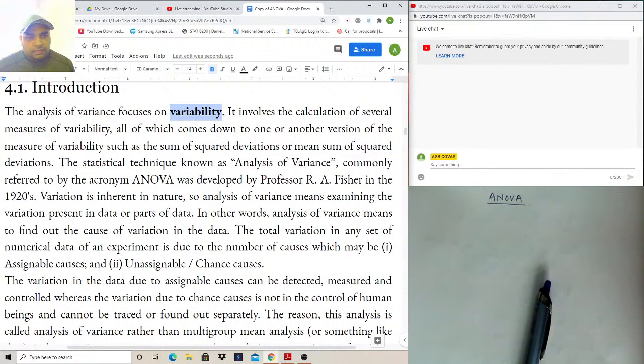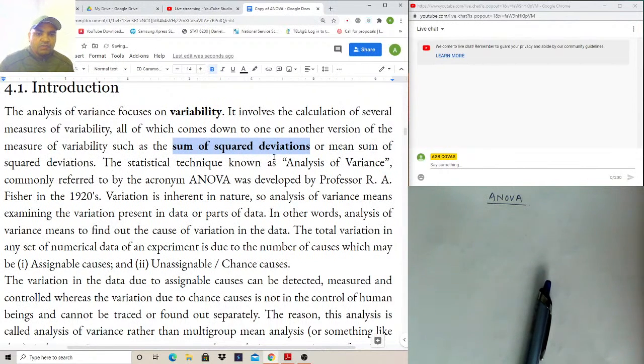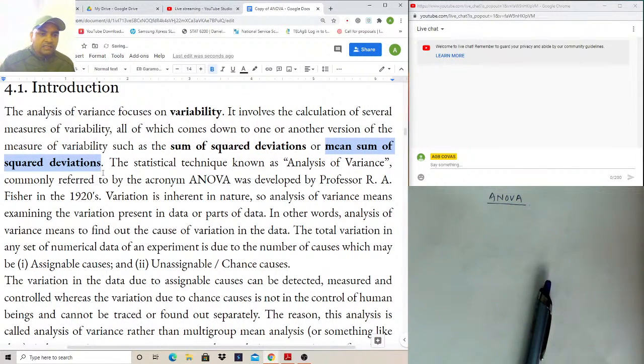This analysis of variance involves the calculation of several measures of variability. When we are doing this analysis of variance, we will be calculating several measures of variability, all of which come down to one or another version of the measure of variability, such as sum of square deviations. So that is what we will be studying in this ANOVA, the sum of square deviation or mean sum of square deviation. Finally, this variation we are going to summarize in a table in which we will be calculating the mean sum of square deviations.